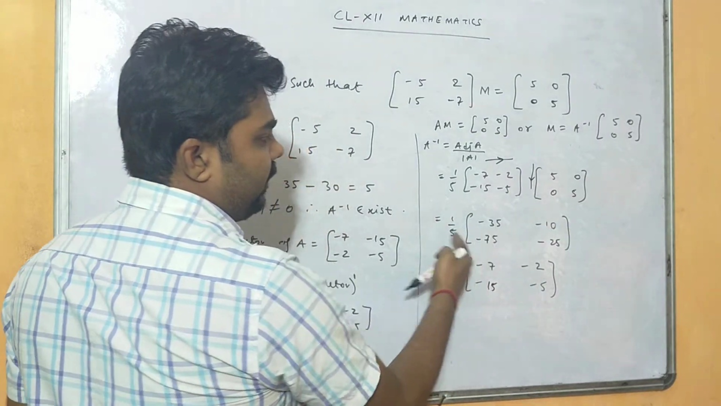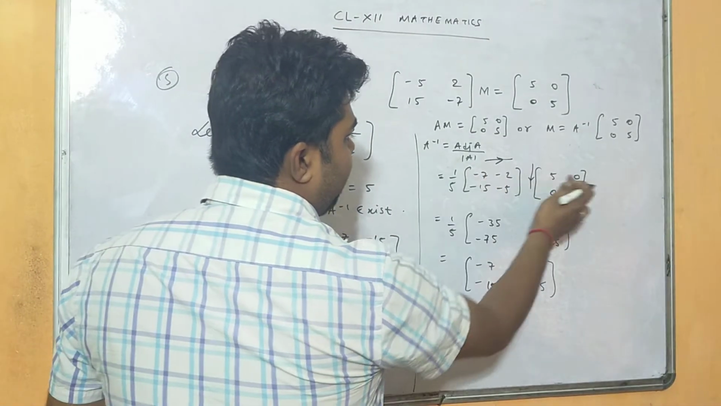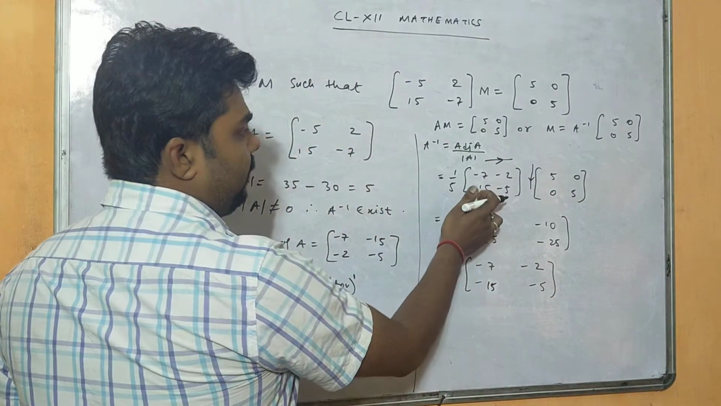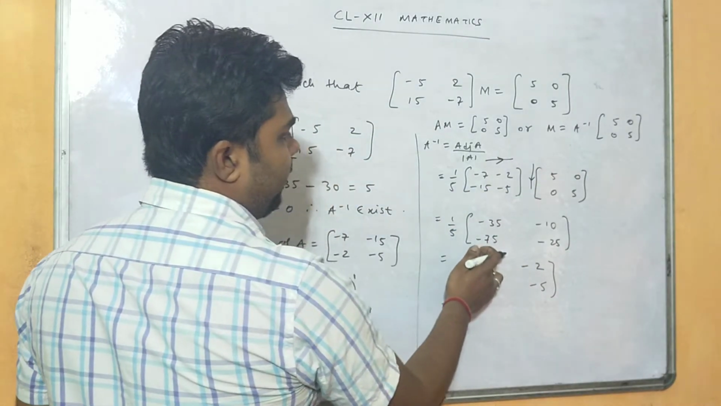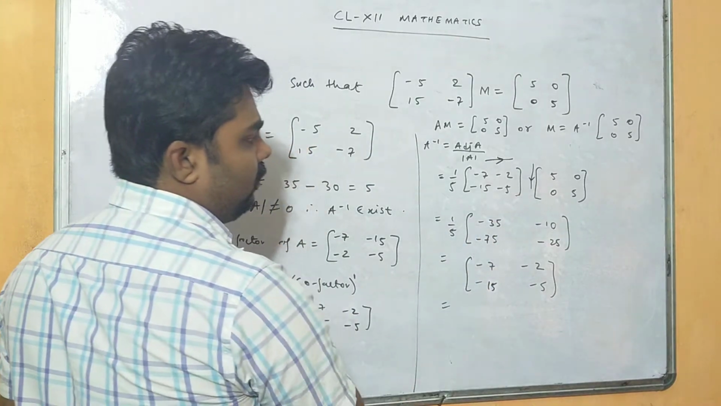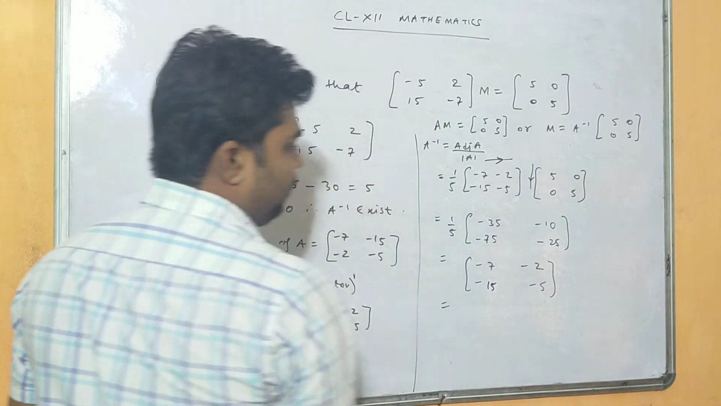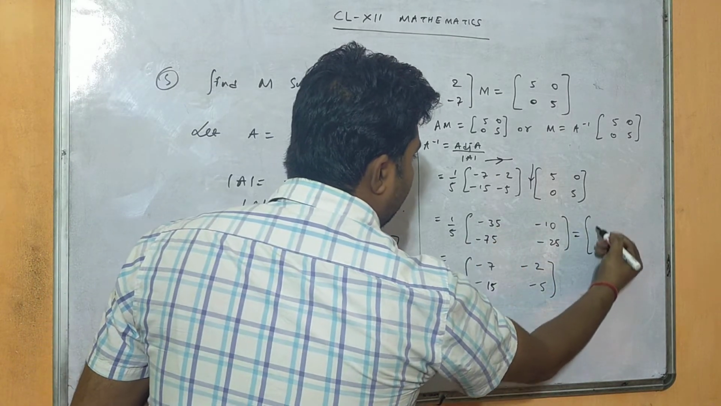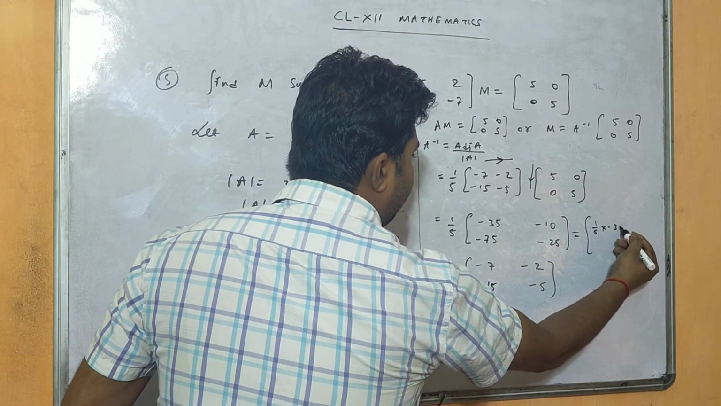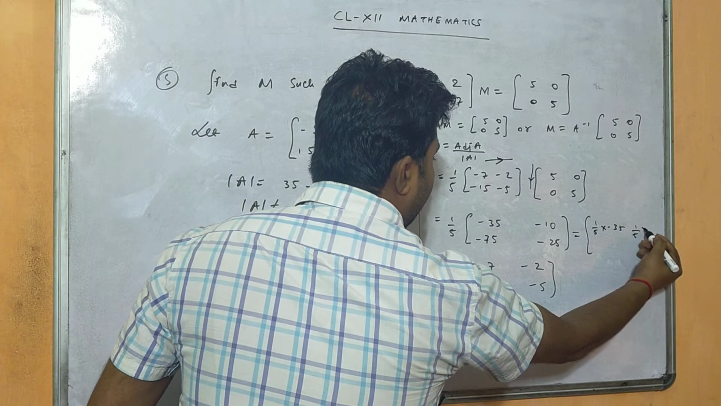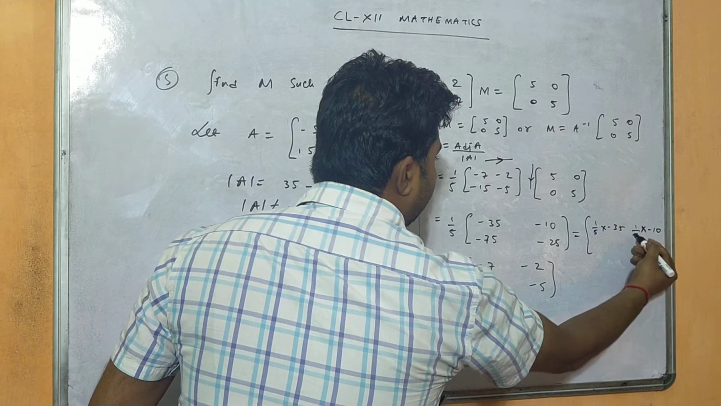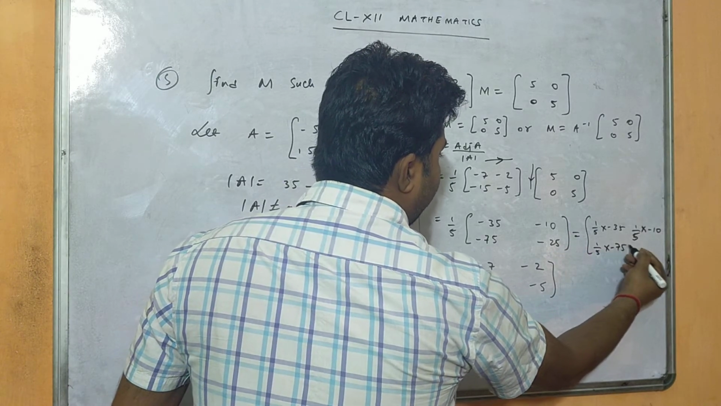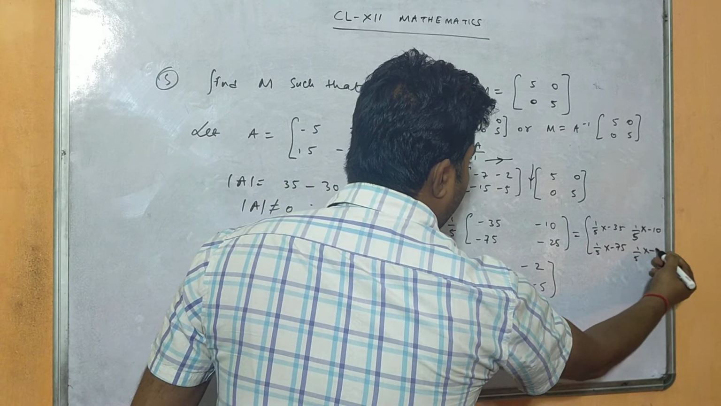0. So minus 35. Similarly, minus 7 into 0, 0, minus 2 into 5, that is minus 10. Similarly, minus 15 into 5, that is minus 75, and minus 5 into 0, 0. So likewise, we have multiplied this also. Now 1 by 5, when you multiply with each and every element, we will be getting 1 by 5 into minus 35, 1 by 5 into minus 10, right? 1 by 5 into minus 75, and 1 by 5 into minus 25.